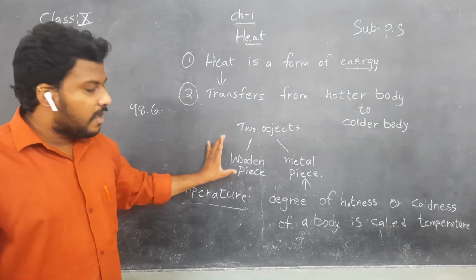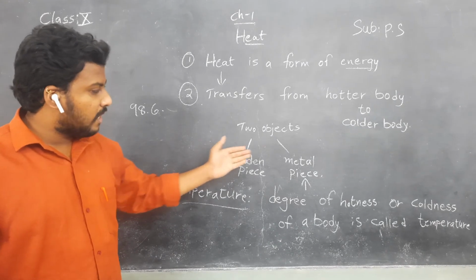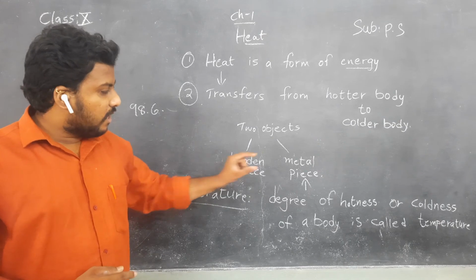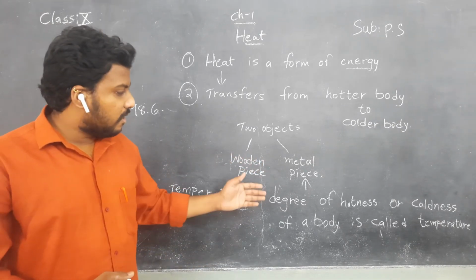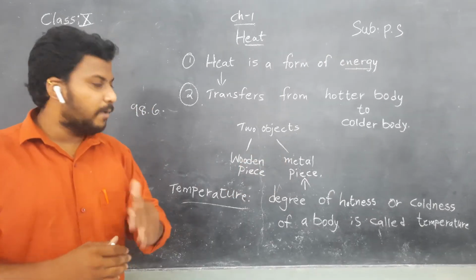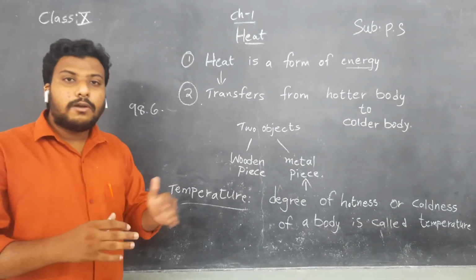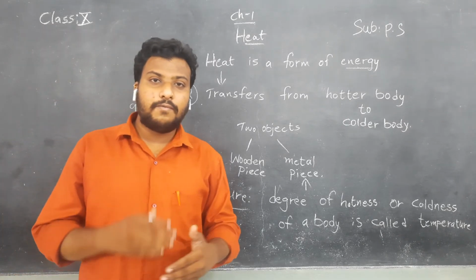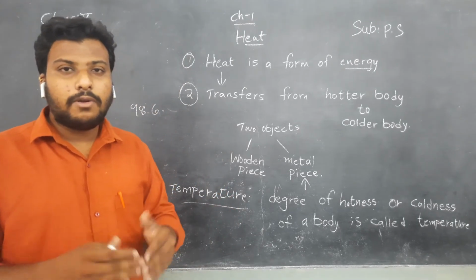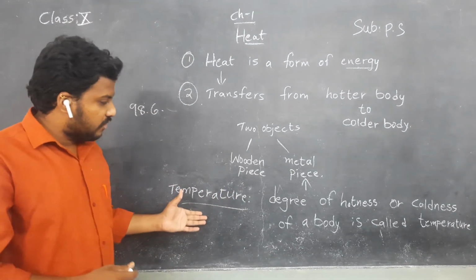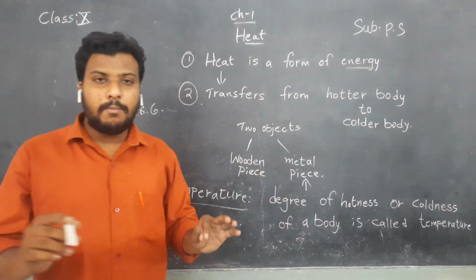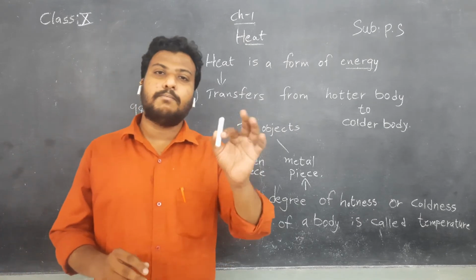Then if you take any two objects like a wooden piece and a metal piece and keep them in a refrigerator, when you touch both of the pieces, you will get a feeling of much more coldness when you touch the metal piece as compared to the wooden piece. That means you are losing a lot of heat energy, children. If you lose heat energy from your body, then you will get a feeling of coldness. Understand, children? And the degree of hotness or coldness of a body is called temperature. Every body in the universe exists with a temperature.